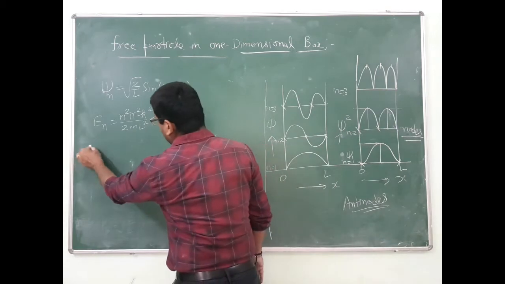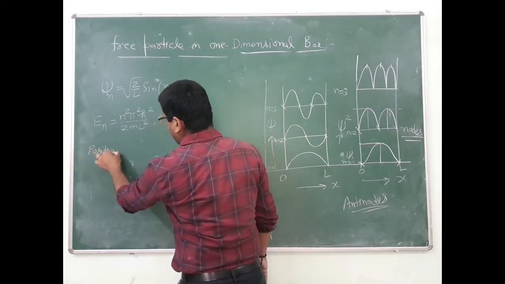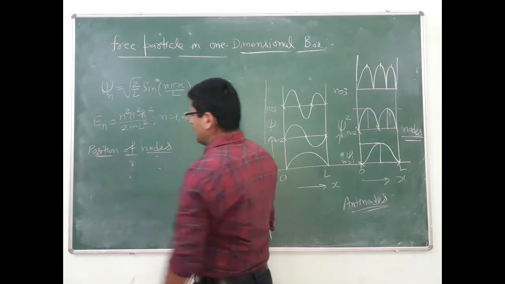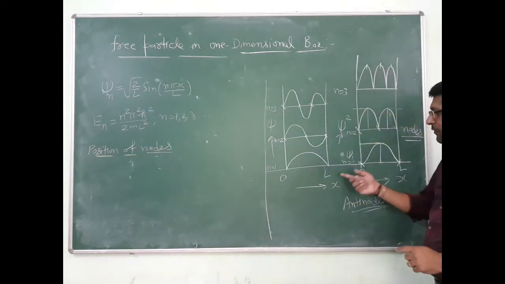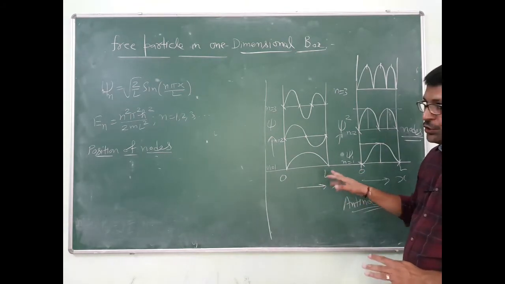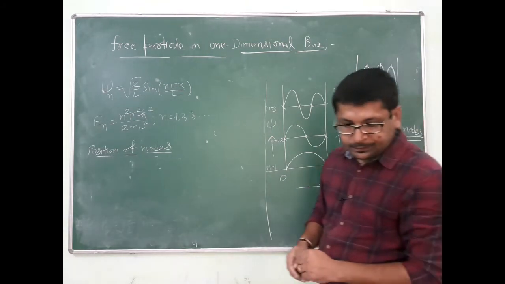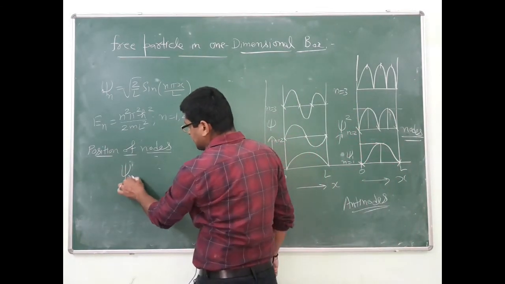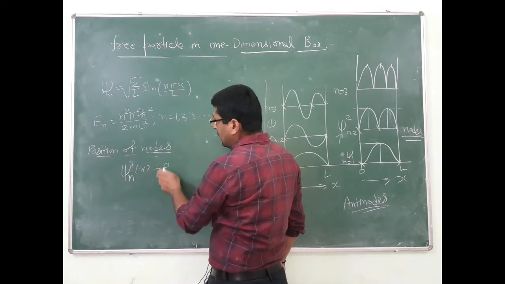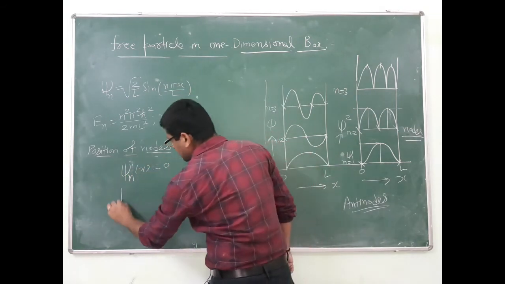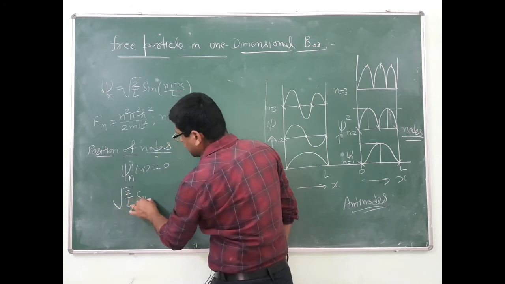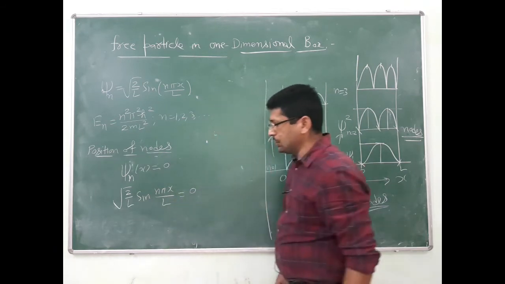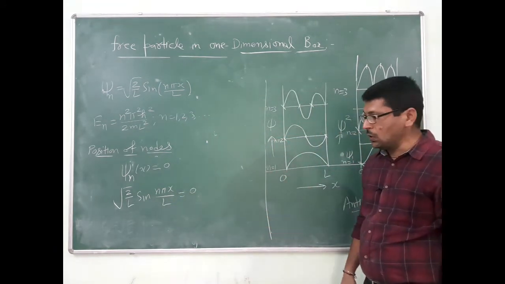So first we want to calculate the position of nodes. The position of nodes are the positions where this wave function psi n(x) will become 0. And what is psi n(x)? It is square root of 2 by L sine n pi x by L is equal to 0. This will give us the position of nodes.